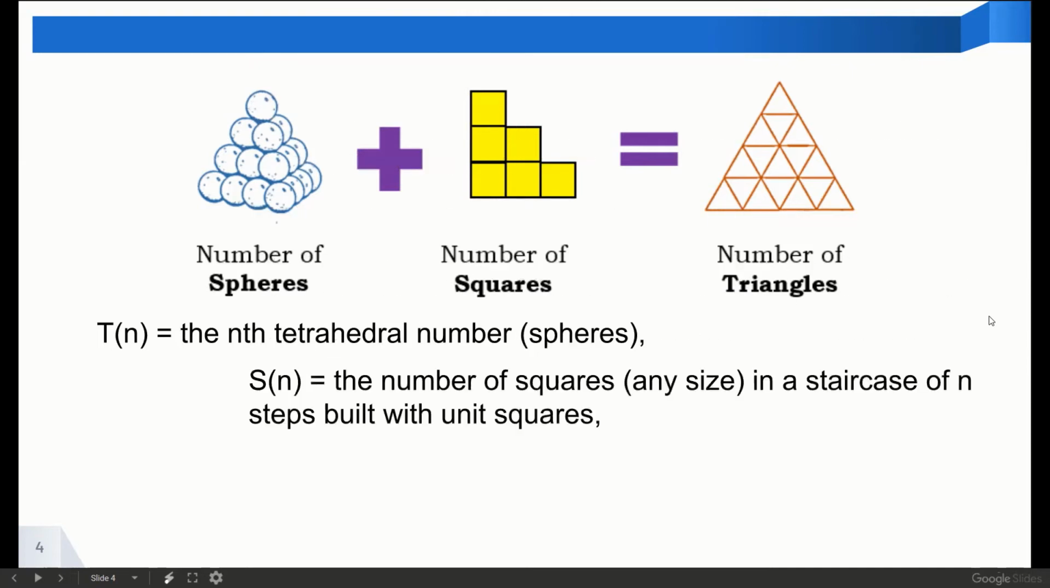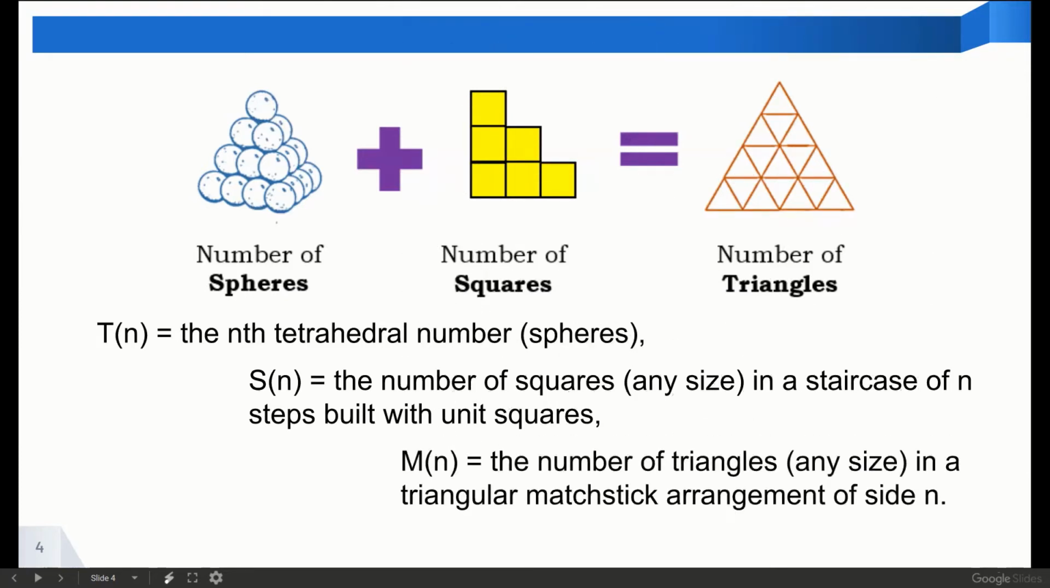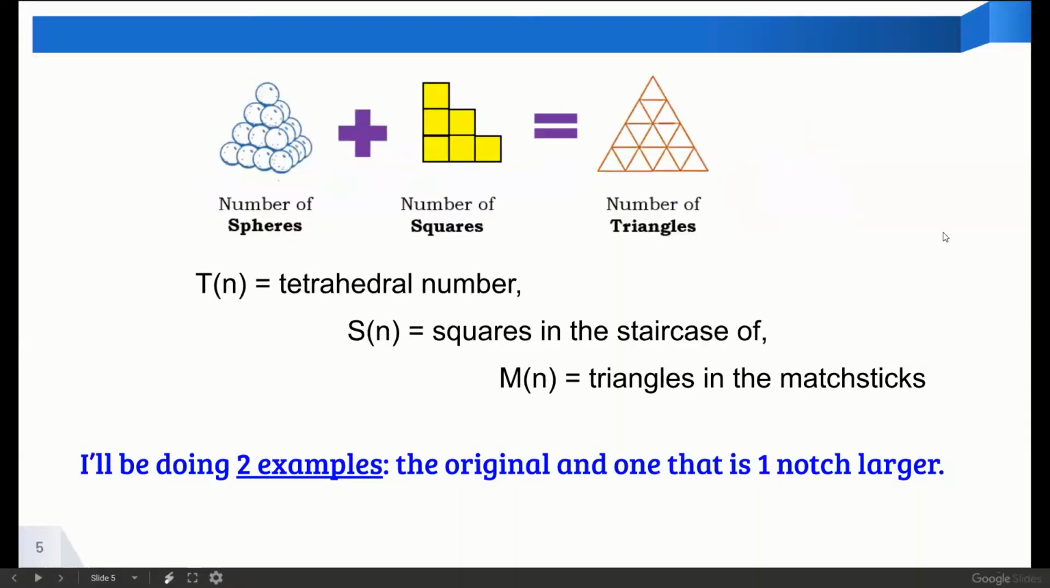Secondly, we will use S of n for the number of squares of any size in a staircase of n steps built using unit squares. And finally, M of n is the number of triangles of any size in a triangular matchstick arrangement of side n. So imagine this right-hand figure made out of matchsticks. Probably a problem from many years ago. I am going to be doing two examples, the original example, which is here, and then one that is one notch larger.